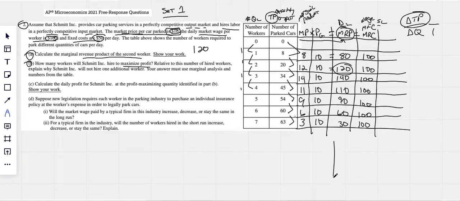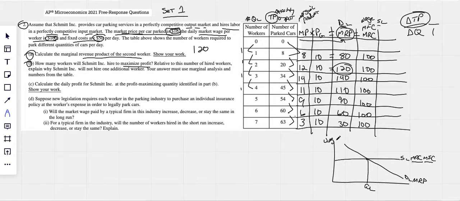For labor, what we know is that we hire where our supply of labor, or our MRC, remember, it could be called your marginal revenue cost or marginal factor cost, and demand for labor meet, where they come together. That's the quantity of labor that we would like to hire. Wage here on the vertical, quantity of labor on the horizontal. And this is where your MRP equals your MRC. That is profit maximizing for labor.